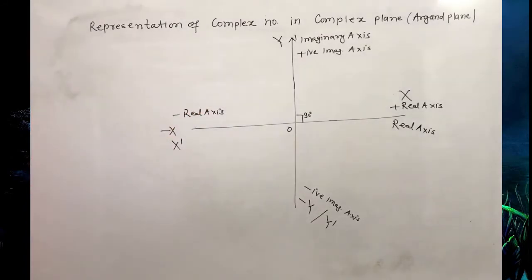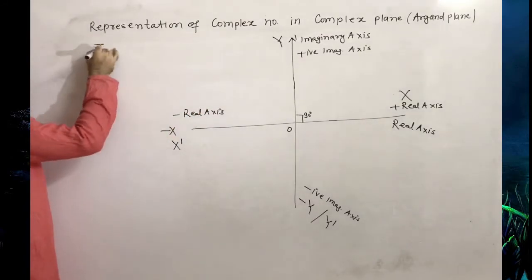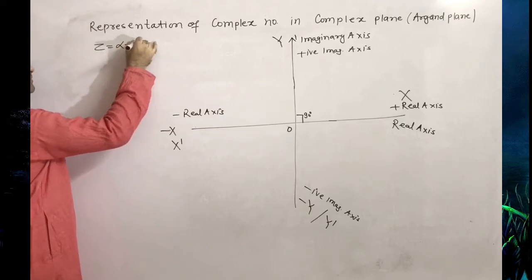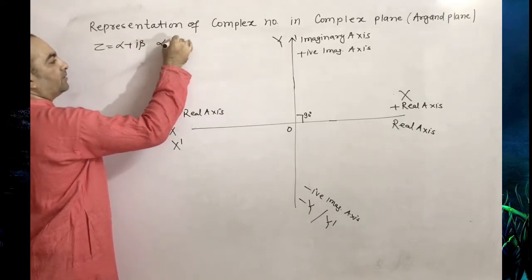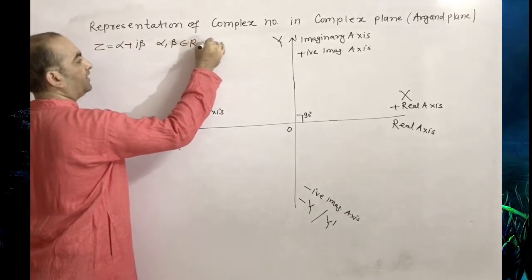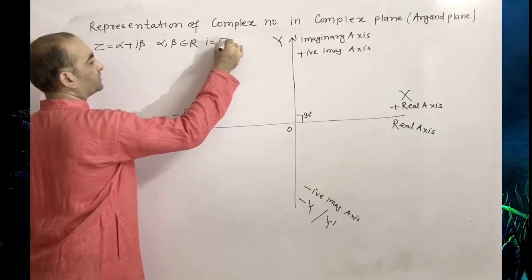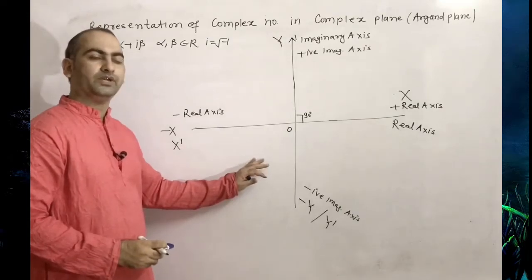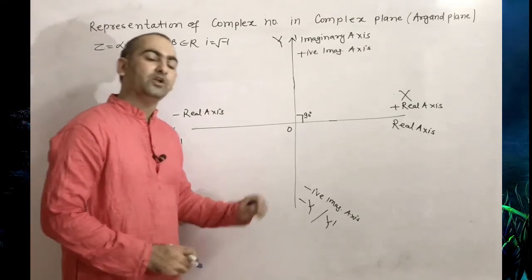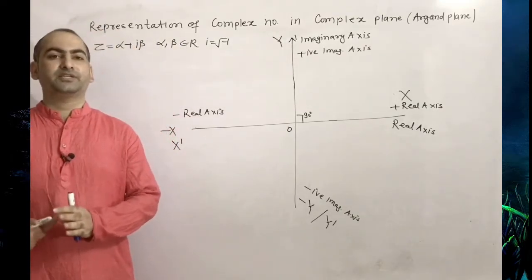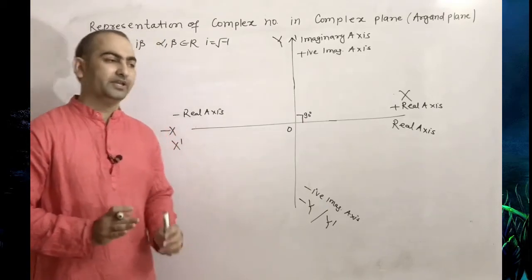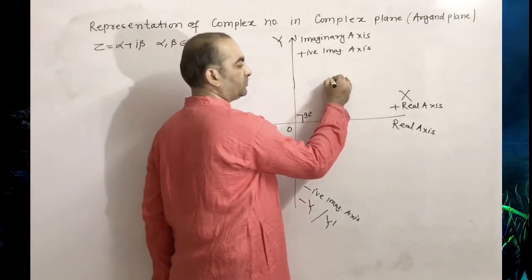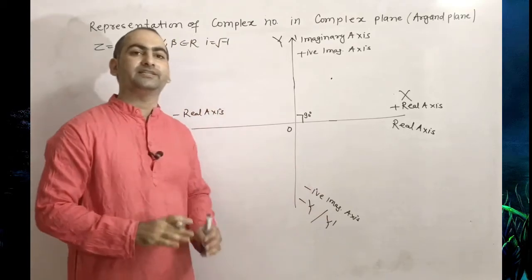Okay, तो कोई भी complex number है z equal to alpha plus iota beta, where alpha comma beta belongs to real number and iota equal to root of minus 1. So this complex number we have to represent in this plane. तो हमें पता है in this plane कोई भी पॉइंट होता है उसे हम कैसे डिनोट करते हैं? As an ordered pair. So this point we are denoting as an ordered pair.